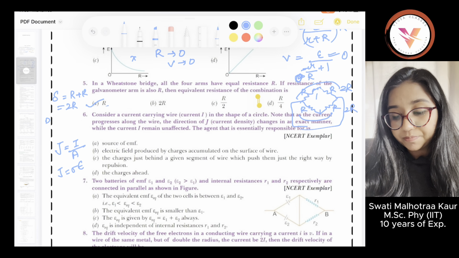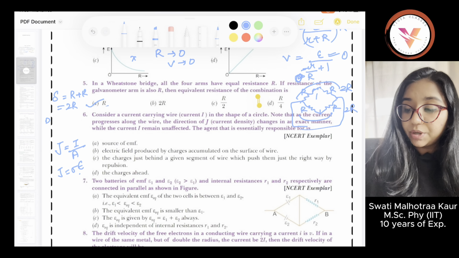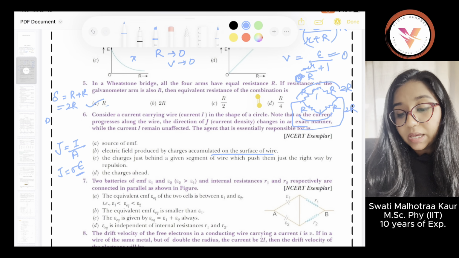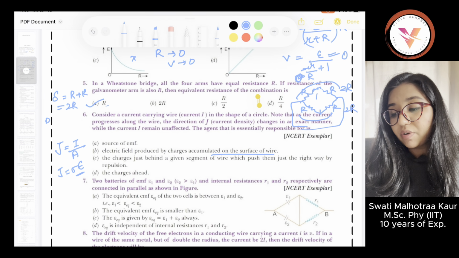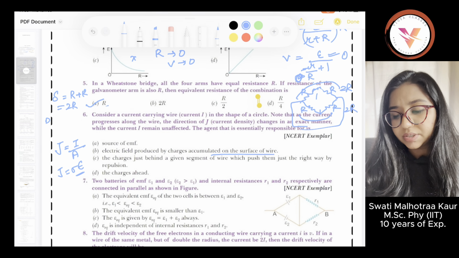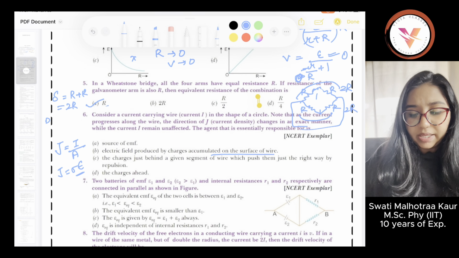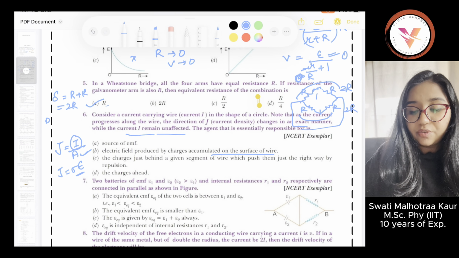Source of EMF? No. Electric field produced by charge accumulated on the surface of wire? Yes, because it depends on electric field. The charge just behind a given segment of wire which pushes them just the right way by repulsion? No, the charge is ahead. So it depends on area since I is constant and I remains unaffected. So it depends on area and electric field. So B could be the option.